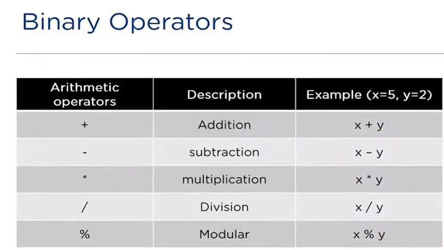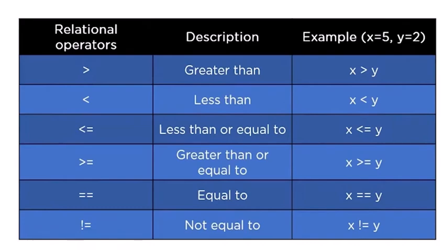Binary operator. First, arithmetic operator. Addition x plus y, subtraction x minus y, multiplication x into y, division x divided by y, modulus x modulus y. Relational operators. Greater than: x greater than y. Less than: x less than y. Less than or equal to, example, x less than or equal to y. Greater than or equal to: x greater than or equal to y. Is equal to: x is equal to y. Not equal to: x not equal to y.